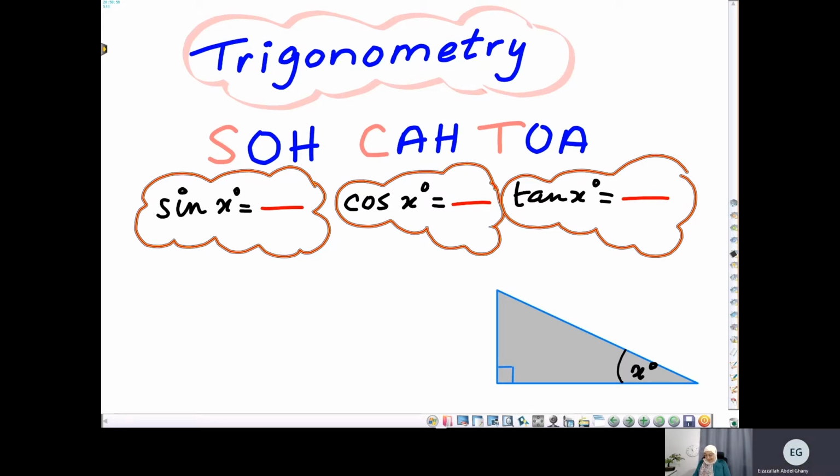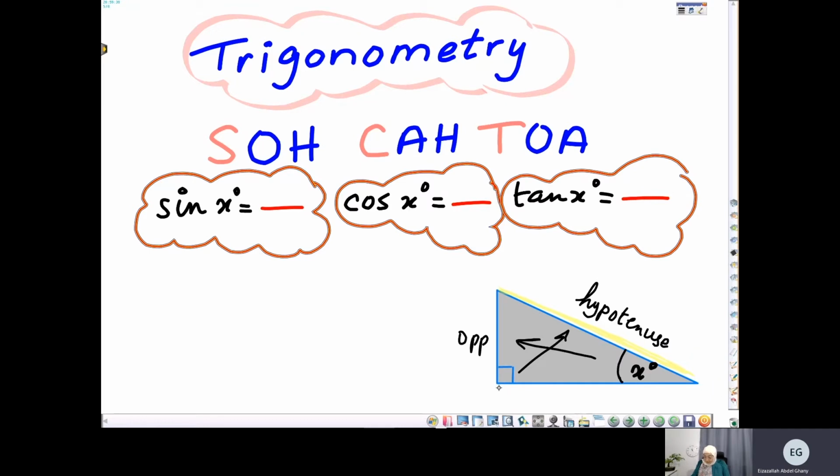About this angle, the side opposite to it, we will name it opposite. Here's the angle. The side that closes her mouth is opposite to her, so it's the opposite. And the very famous side, which is the longest side in the right angle triangle, everyone knows its name. It's called the hypotenuse. Hypotenuse is the longest side in the right angle triangle.